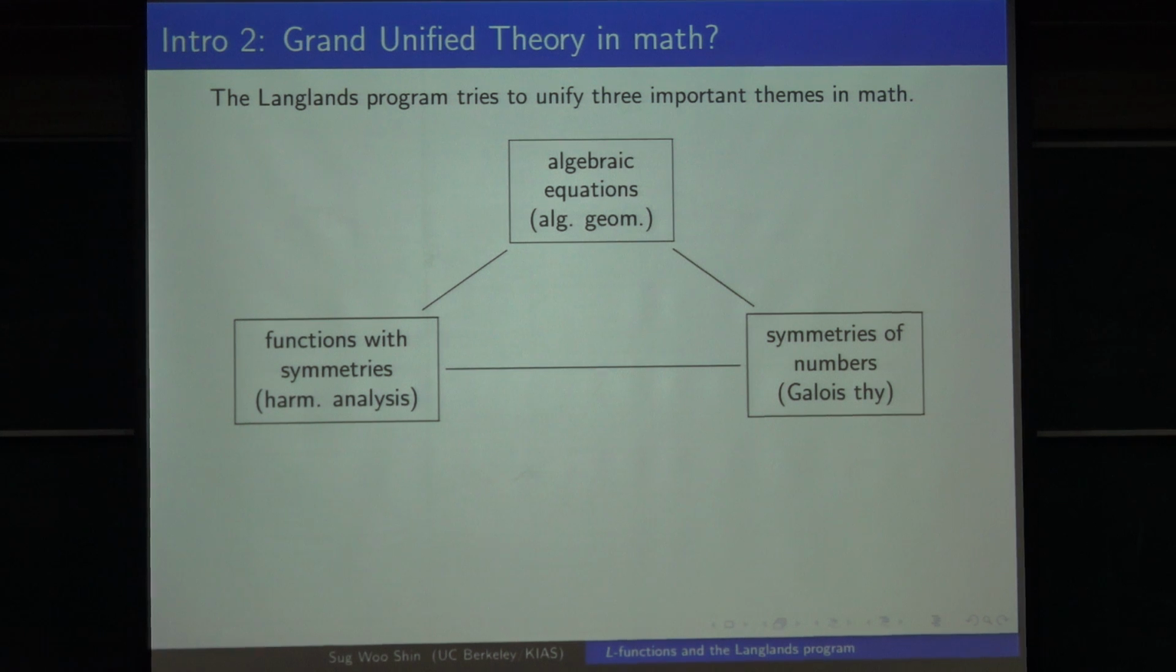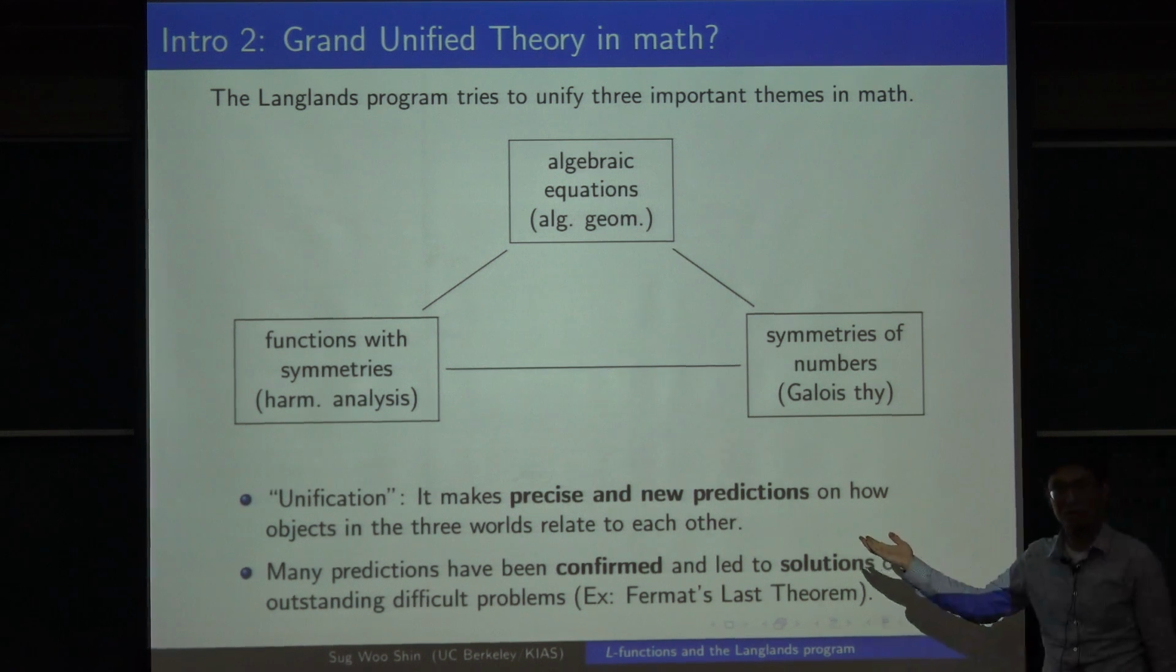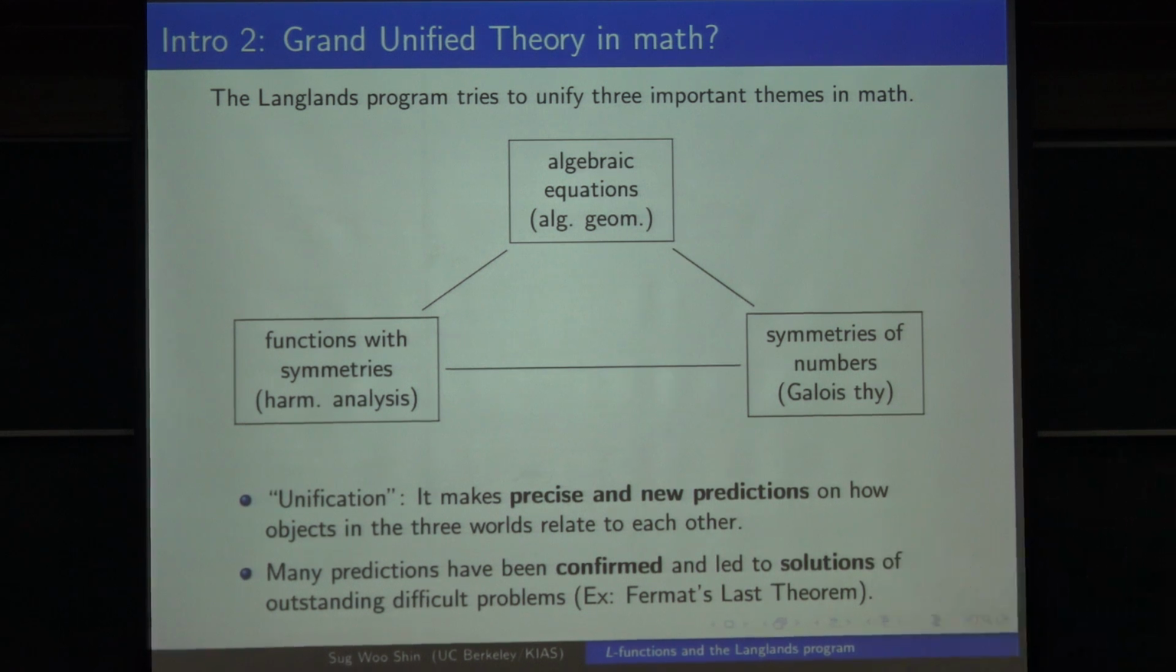So that's what it means by grand unified theory in math, at least for the Langlands program. And it does make precise and new predictions, as you will see. That's what the Langlands program does. And also, many predictions have been confirmed.